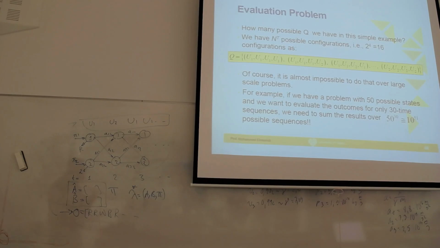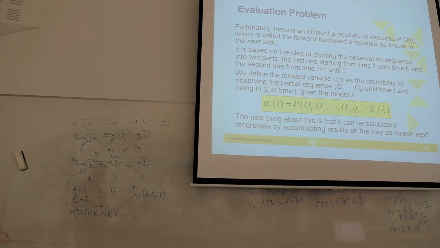So even in this very simple situation, you can have that many possibilities. If you have a problem with 50 states and you have 30 observations, then the number of possible situations is 50 to the power 30, which means about 10 to the power 51. It is almost impossible to solve such a problem with our current computation for very large problems.